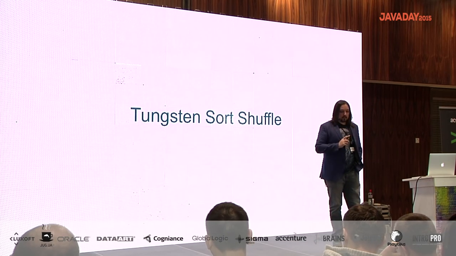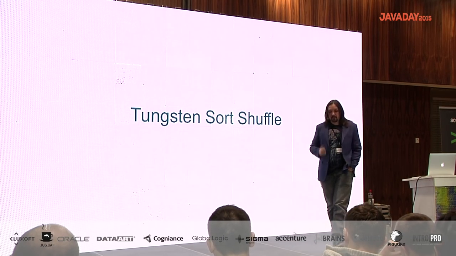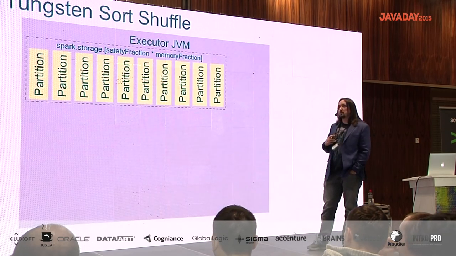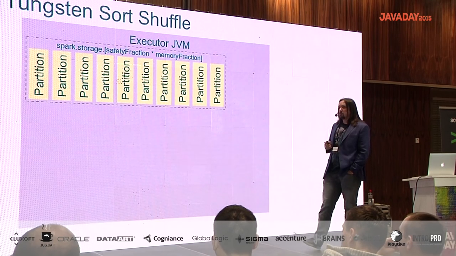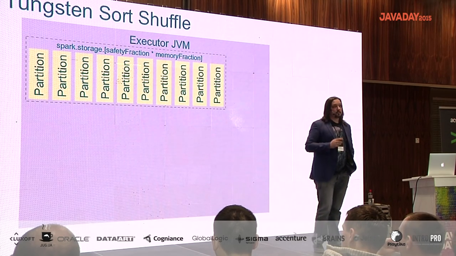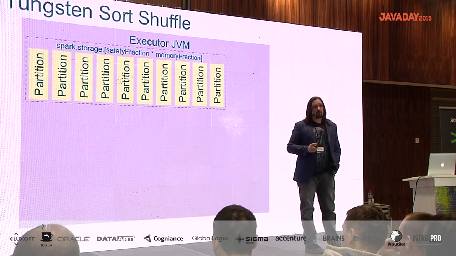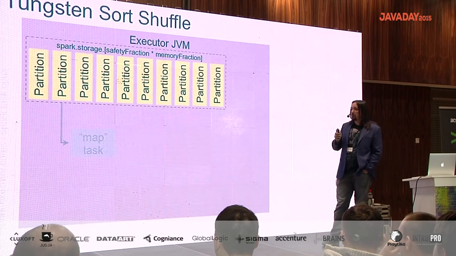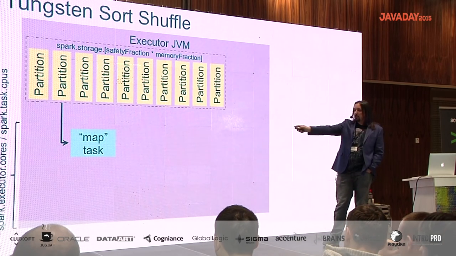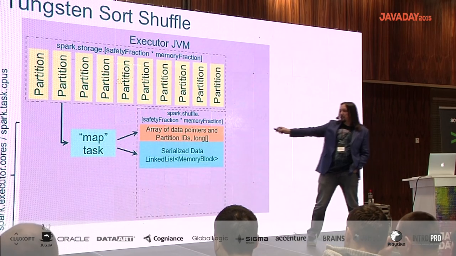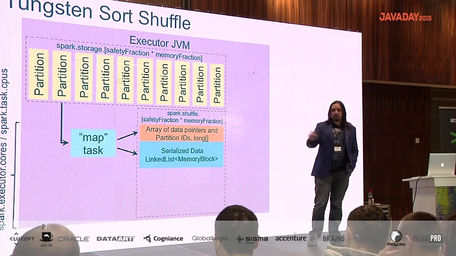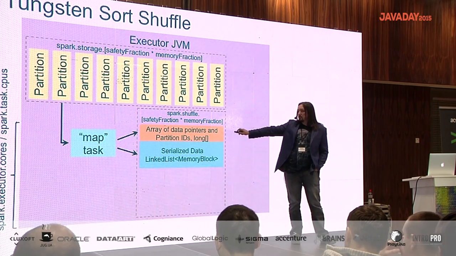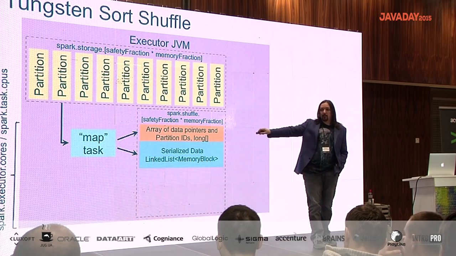And the last one, and the most interesting one, is Tungsten sort. Tungsten sort is an optimization done in the recent, I think, three to four months, and it's now available in Spark 1.5, 1.5.1, 1.5.2. Okay, so you get a number of partitions stored in memory. For each of them, you are executing map tasks. A map task writes the data to memory, but compared to sort shuffle, it writes the data in a serialized way and separately stores pointers to each of the serialized items.